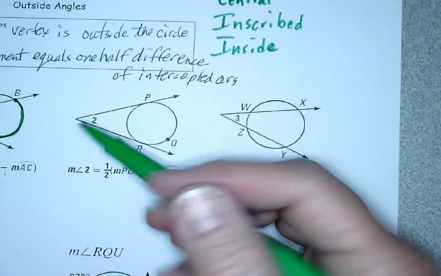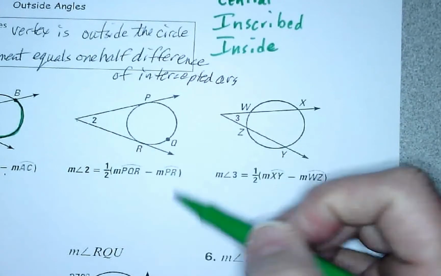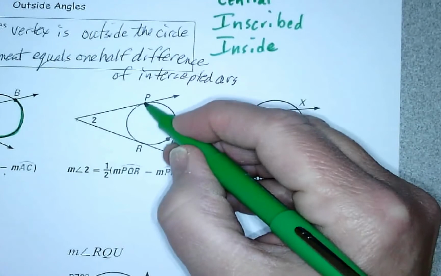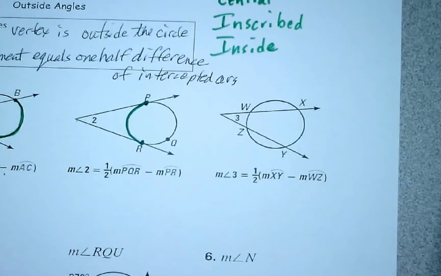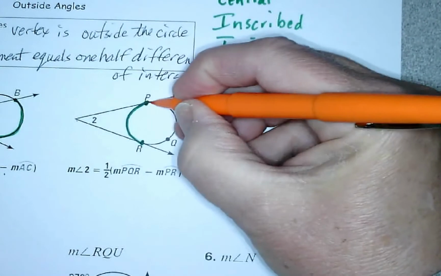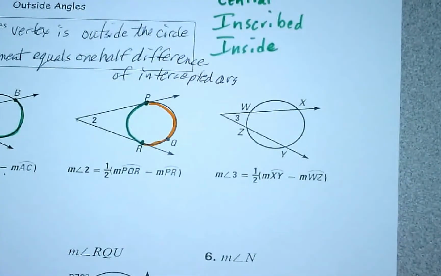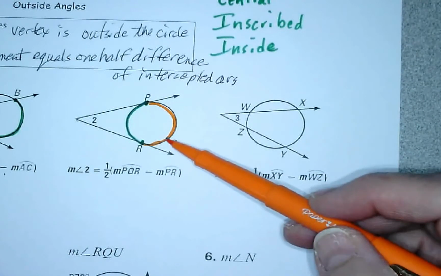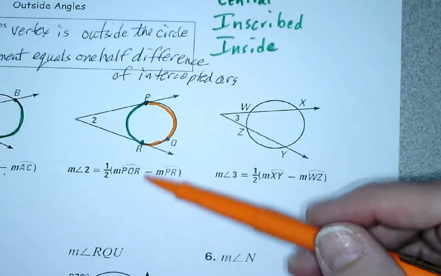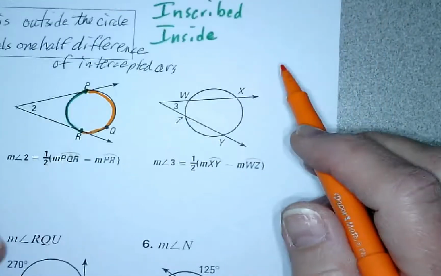Angle 2 is an outside angle. It is formed by these two tangents, and the two tangents are going to be from P over here to R and from P to Q. Okay, now if you look at that, the whole circle has been highlighted. So 360 degrees would be a good one to remember for this problem. And a little bit later, I'll tell you a little shortcut on that one.